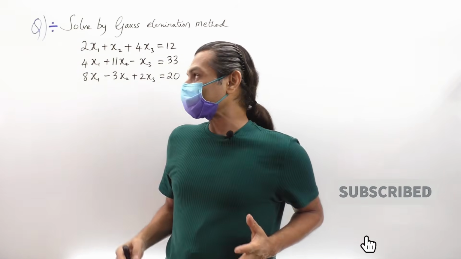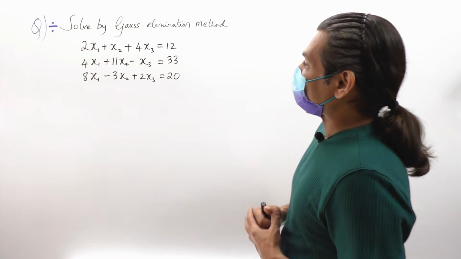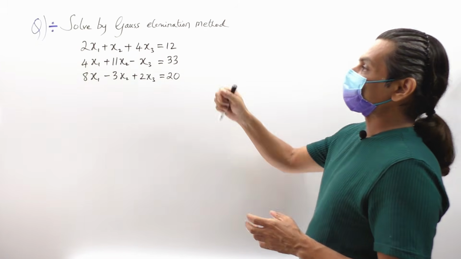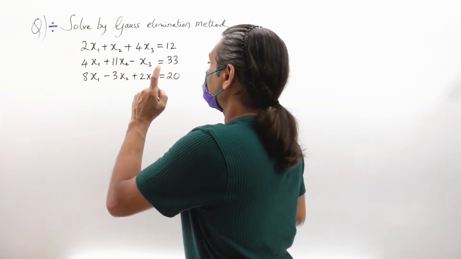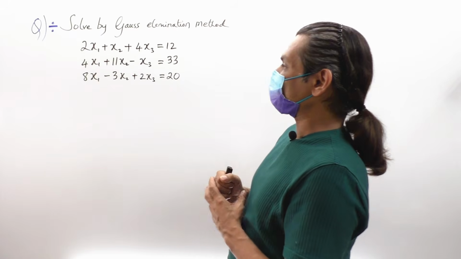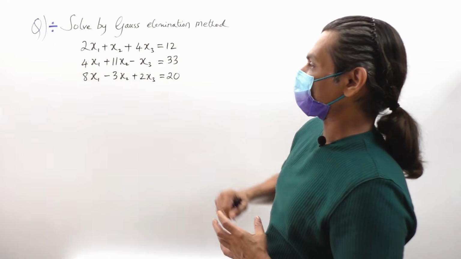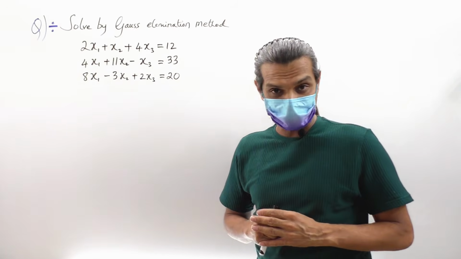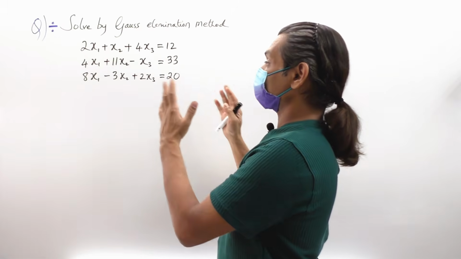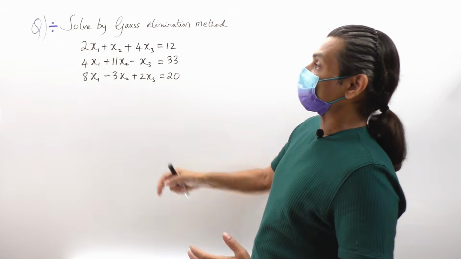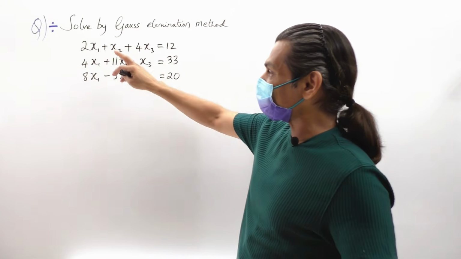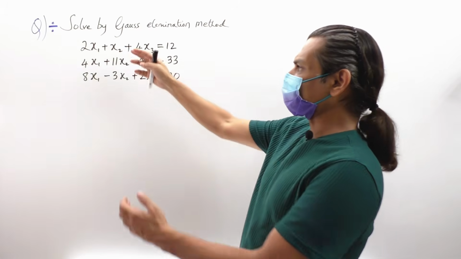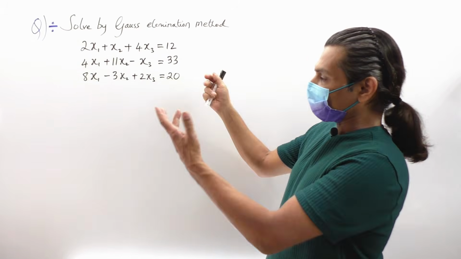So moving on with the problem, we have to solve by the Gauss elimination method: 2x1 plus x2 plus 4x3 is equal to 12, 4x1 plus 11x2 minus x3 is equal to 33, and 8x1 minus 3x2 plus 2x3 is equal to 20. So this is a system of non-homogeneous equations. We need to solve it. That means we are going to find the values of x1, x2, x3. They may also give x, y, z. So let's solve this question here.